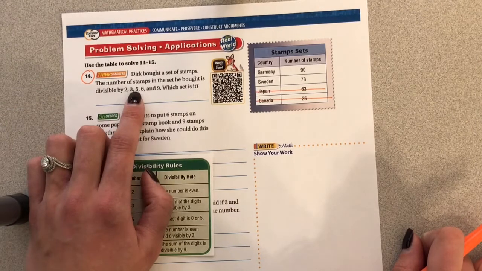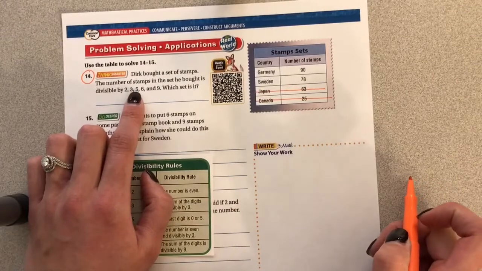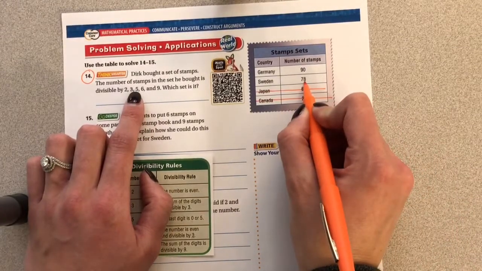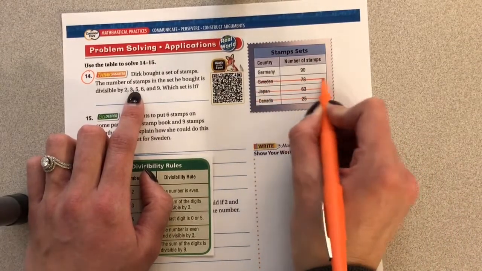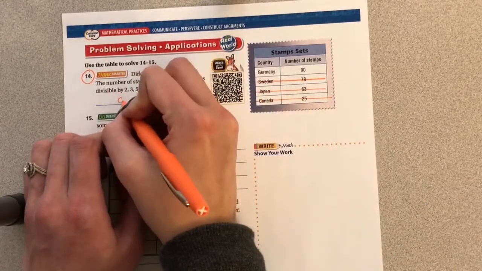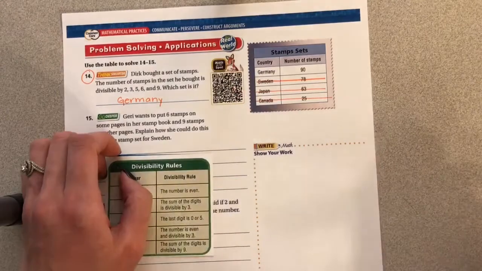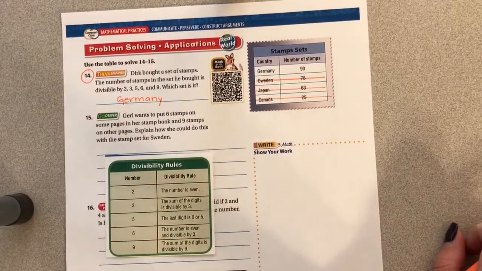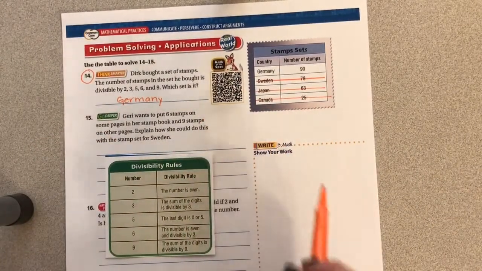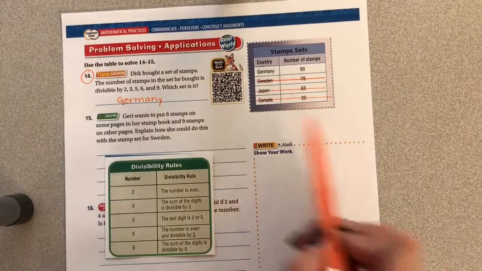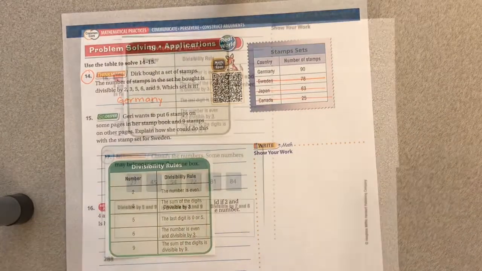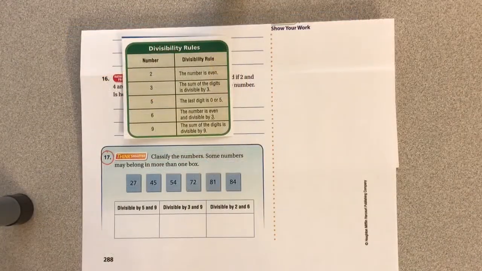Now, if I look at it's divisible by 5, that number has to end in a 0 or a 5. So 78 does not end in a 0 or 5, so I can cross out Sweden, which means Germany is the only stamp set that is divisible by 2, 3, 5, 6, and 9. So I didn't have to do any math up there other than knowing the divisibility rules and figuring out which ones to eliminate.